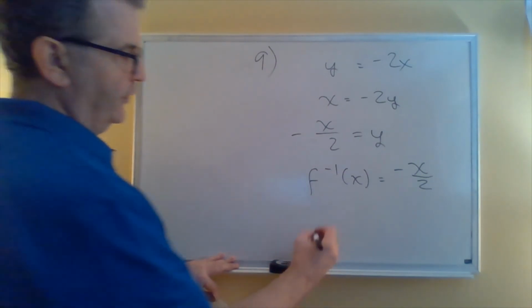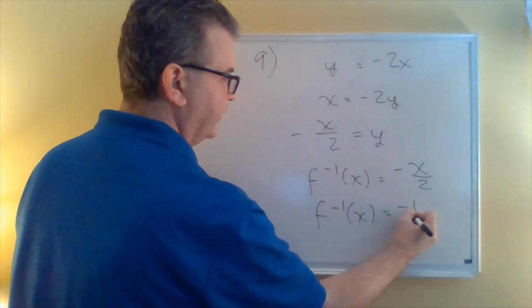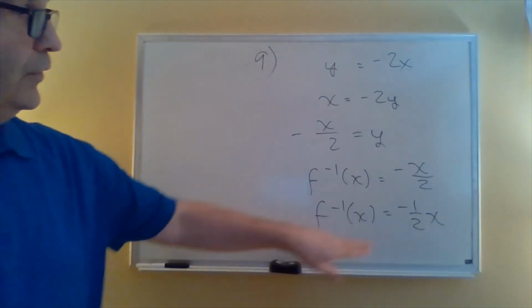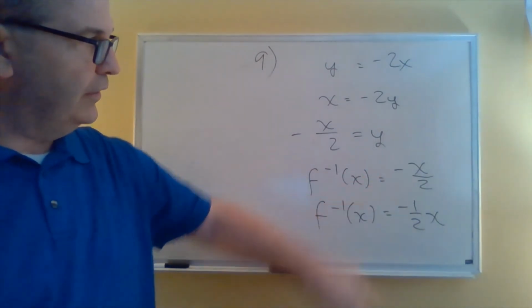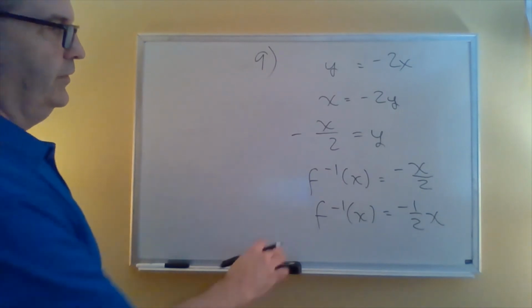Now I believe on the answer key you're going to see it written like this, negative 1/2 times x. Okay. Again, just know your fractions and everything real well, that those are interchangeable. Negative x over 2 is the same as negative 1/2 x.